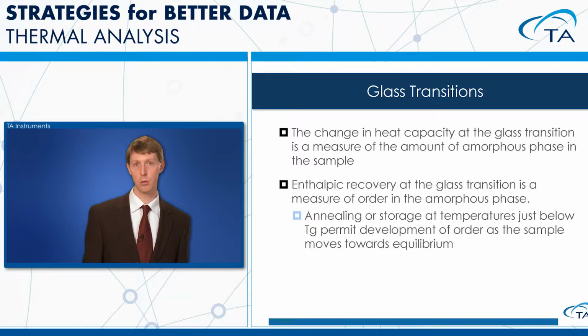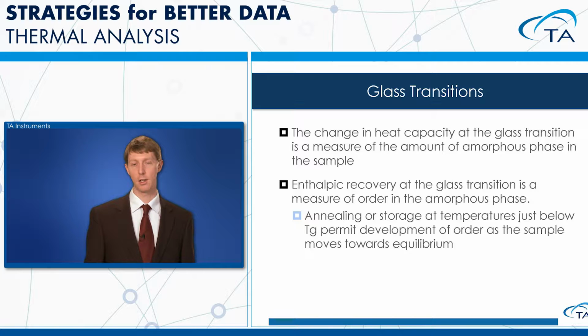Now, sometimes you might see something in your data set around the glass transition temperature that looks like a melt peak. And this particular peak is commonly referred to as the enthalpic recovery peak. And the magnitude of that peak is typically a function of the material and the way it was processed or the way it was stored. And so there's certainly some qualitative information that can be pulled from that.